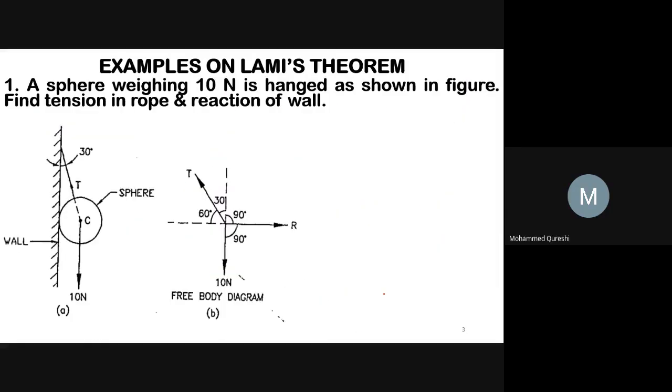Now we will go for the first example of Lami's theorem. A sphere weighing 10 Newton is hung as shown in the figure. Find the tension in the rope and the reaction of the wall, this direction. So first of all, we will draw the free body diagram for the given system.